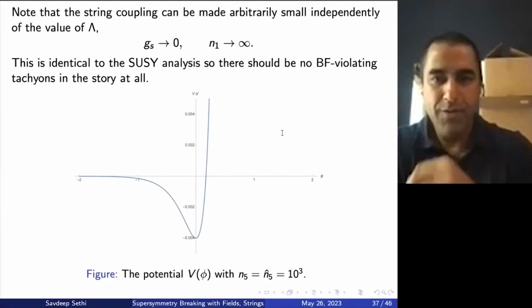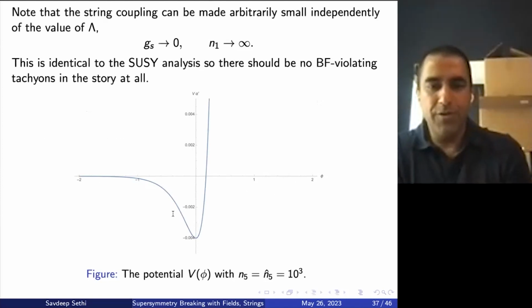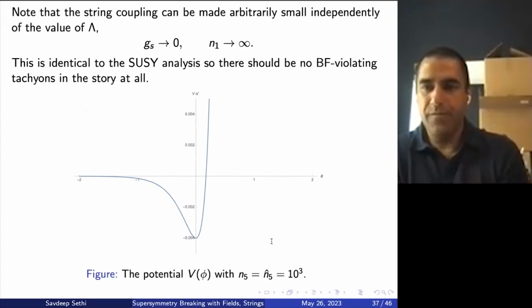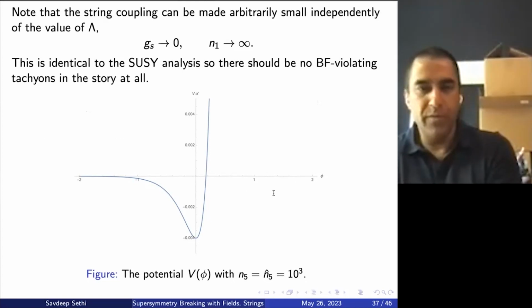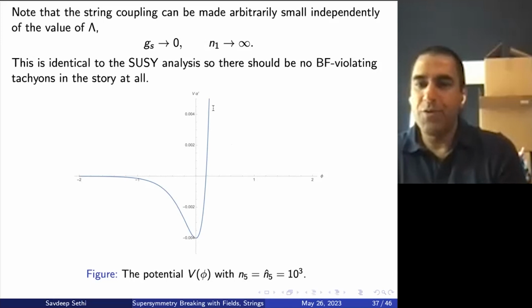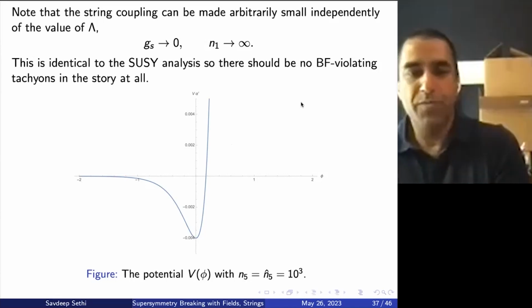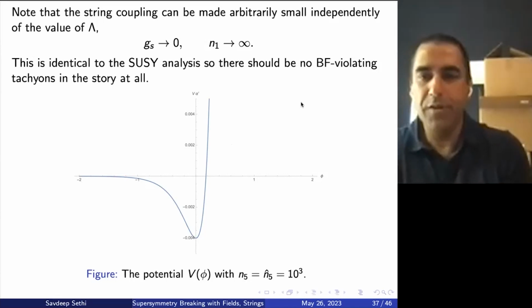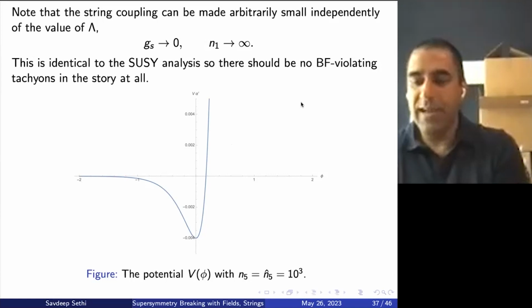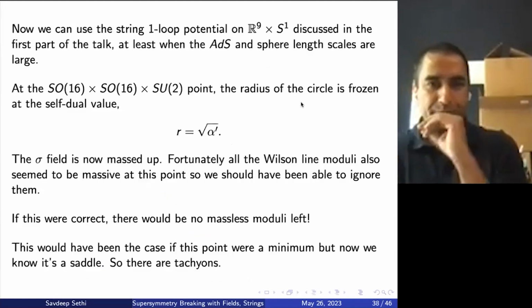Okay, just to show you, I'm not kidding you. I just drew the potential here, the tree level potential for some choice of flux values, and you can see there's a nice minimum. It's supersymmetric in the superstring, so that you can't have a BF violating tachyon, but again, there is one exactly at threshold, which complicates our life. If it had not been exactly at threshold, this analysis would have been much easier.